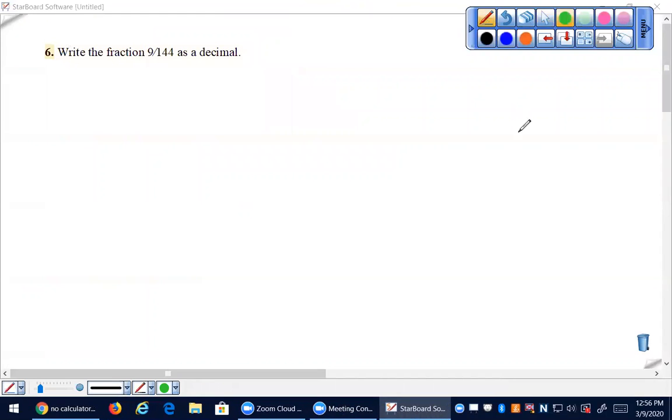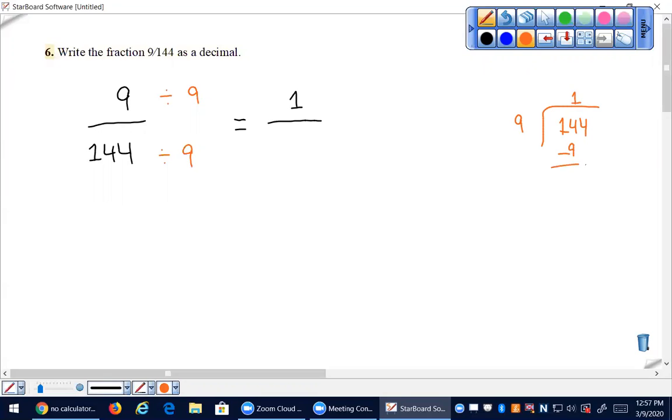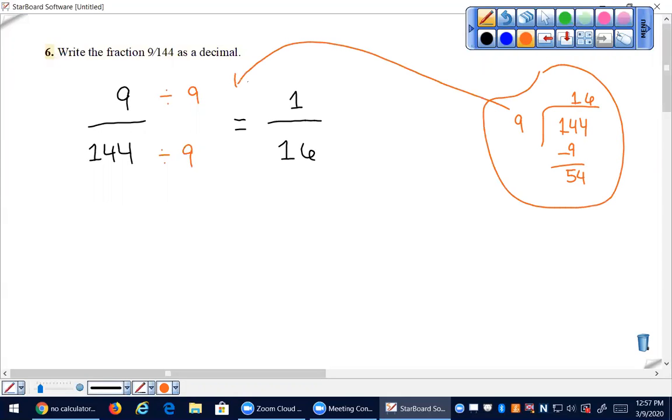9/144. What kind of terrible thing is that? What am I going to divide top and bottom by? Nine. The sum of the digits of the bottom is 9, so 9 goes into that. So I'm going to get 1 over something. How much does 9 go into 144? So 1/16. So that was that step.